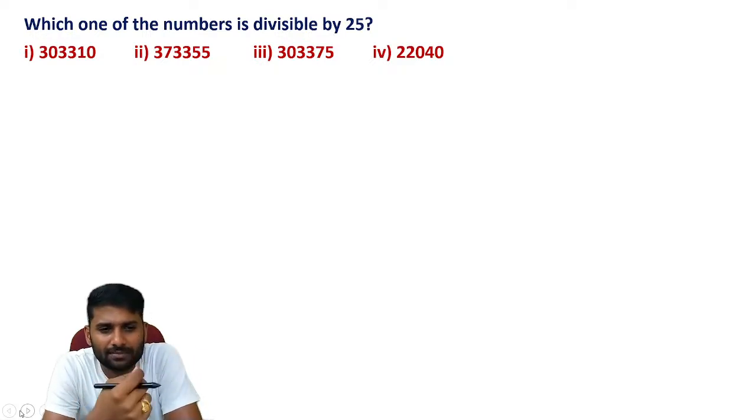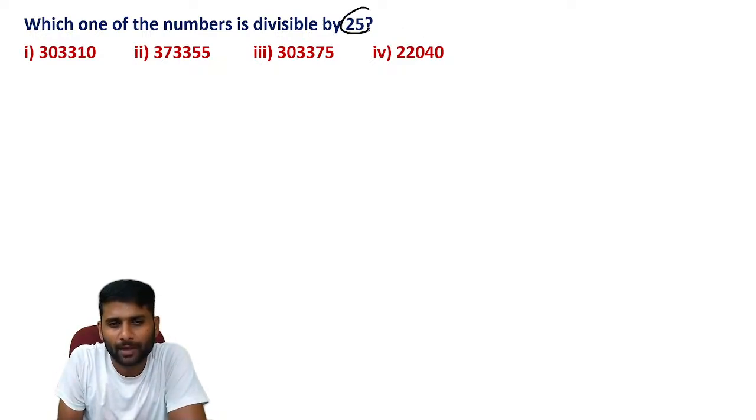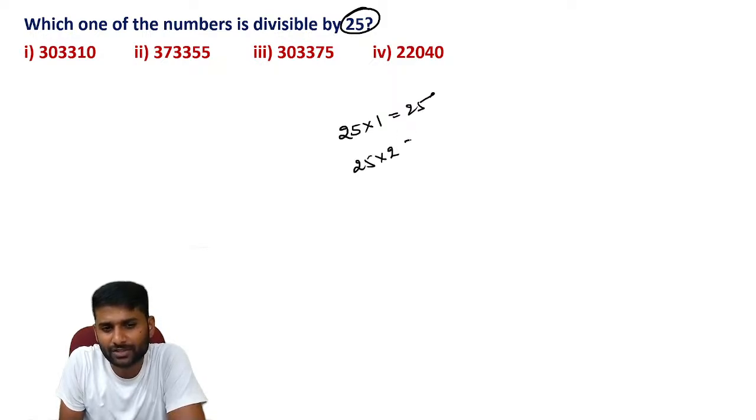Which one of the numbers is divisible by 25? You can go through the 25 information. 25 once is 25. 25 multiplied by 2 is 50. 25 into 3 is equal to 75. 25 into 4 is exactly equal to 100.